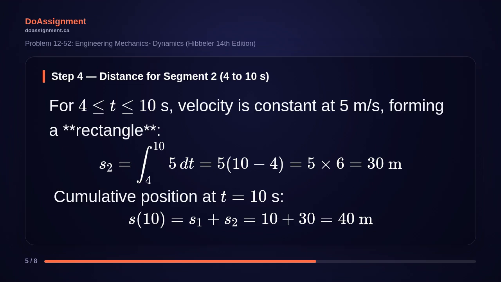During the second segment from 4 to 10 seconds, velocity is constant at 5 meters per second. The area under the curve is a rectangle with width 6 seconds and height 5 meters per second, giving 30 meters. The cumulative position at t equals 10 seconds is 10 plus 30, which equals 40 meters.